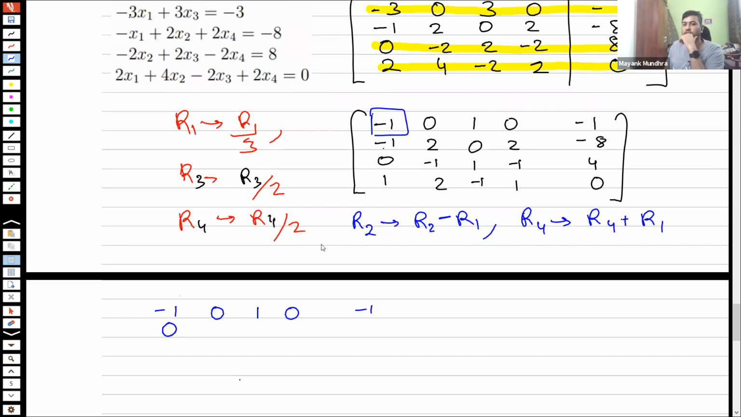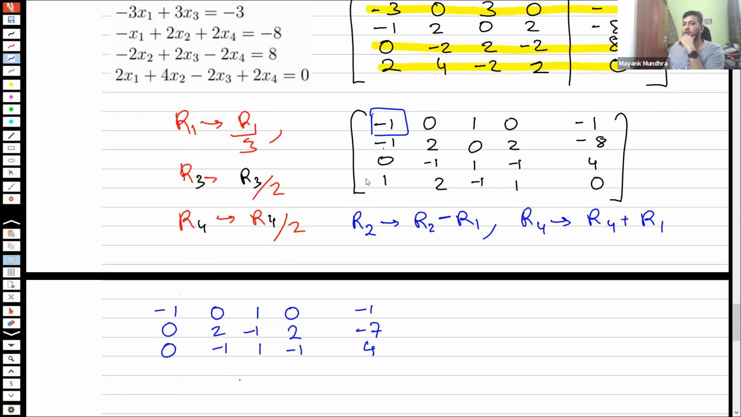Okay, so that is 0. 2 minus 0, so that's 2. 0 minus 1, so that's minus 1. 2 minus 0, so that's again 2. And this is minus 8 minus minus 1, so that will become minus 7. Third row remains as it is because you have not done any operation here.